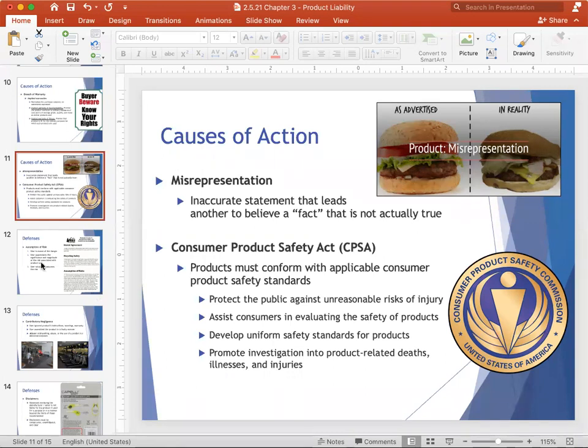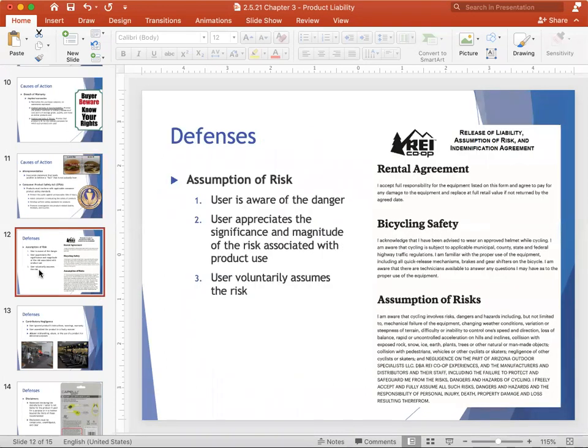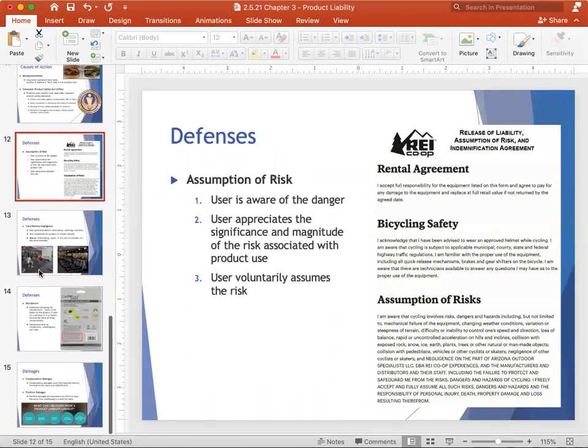Now, those are all the different causes of action that a plaintiff can bring. In response, there are a few defenses that a defendant can use. So in this case, once again, the defendant is either the designer, manufacturer, retailer, seller, or distributor of the product. One of the most common defenses is assumption of risk.